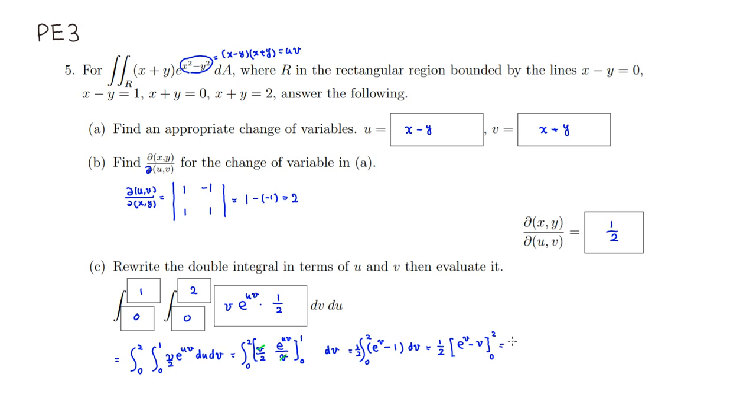So this is going to be equal to 1/2. Plug in 2: you have e squared minus 2. Minus, plug in 0, it's going to be 1 and 0, so you just get that. Which is going to be 1/2 times (e squared minus 3). So that's the integral value we're looking for. All right, that's it. I hope that this was clear.